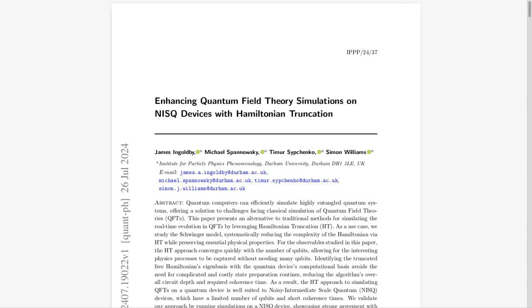Ever find yourself totally geeking out about quantum computers, like how they could totally change how we look at quantum field theories? Oh, absolutely. We're talking about the fundamental laws of physics here, right? Right. And this paper is all about tackling that: simulating something as crazy complex as a quantum field theory. Even with quantum computers, it's a huge challenge.